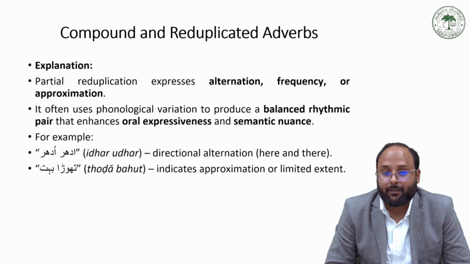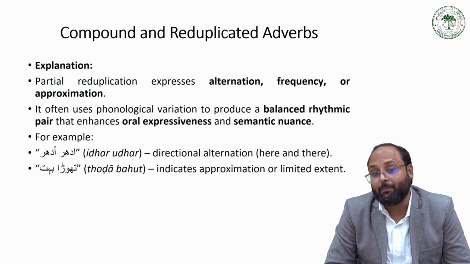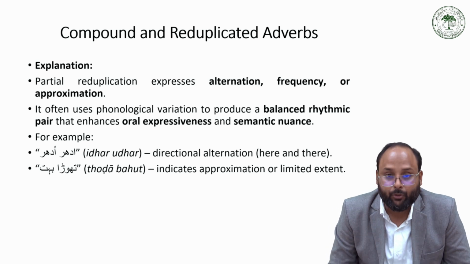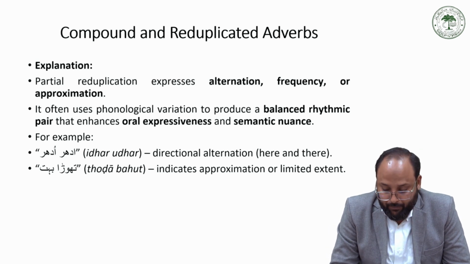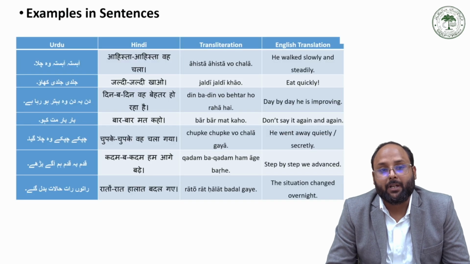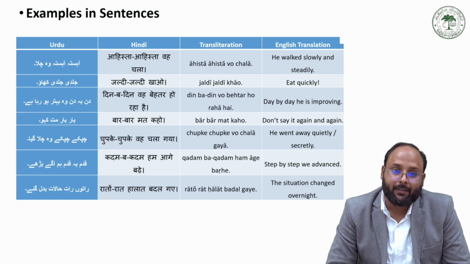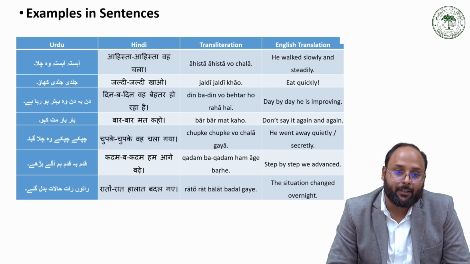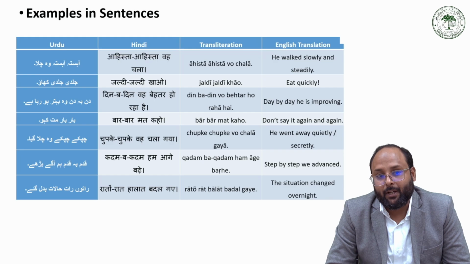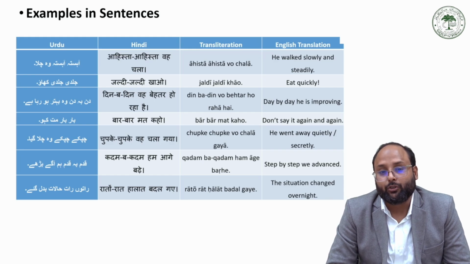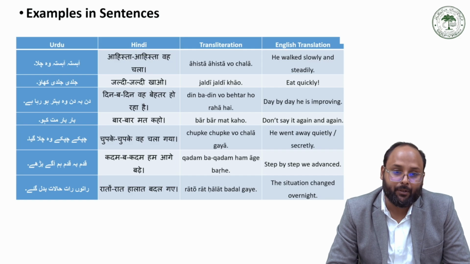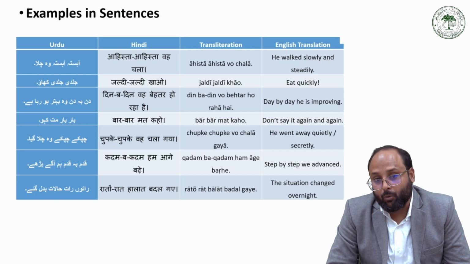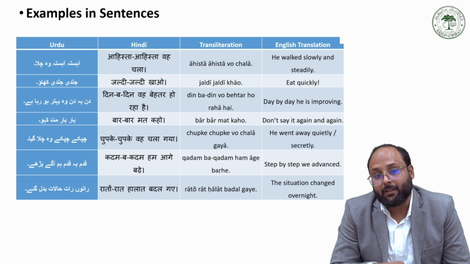Like idhar udhar or thoda bahut indicate approximation or limited amount. So these are reduplicated adverbs. Here we have examples in sentences like ahista ahista wo chala, जल्दी जल्दी खाओ, दिन ब दिन वो बेहतर हो रहा है. So actually sometimes it modifies the whole clause also, not only the verb, adjective or adverb. बार बार मत कहो, चुपके चुपके वो चला गया, कदम ब कदम हम आगे बढ़े.